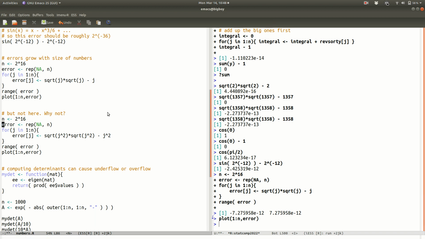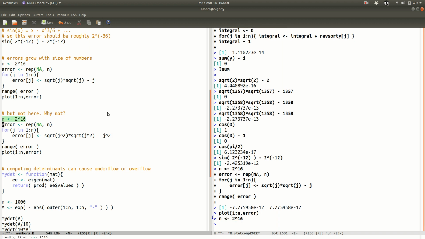Now let's do the same thing, but we're going to kind of magnify things. So we're not looking at linear in j, we're looking at quadratic in j. So for each j, I'm going to calculate j squared, take the square root, and then multiply it by the square root of j squared, and then subtract off j squared. And let's look at this.